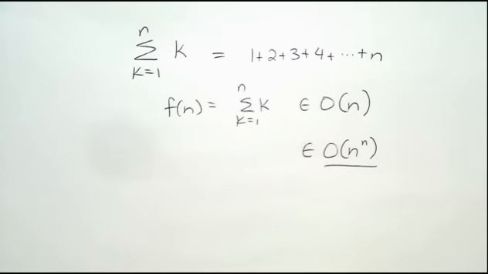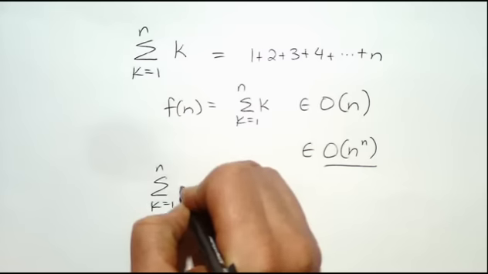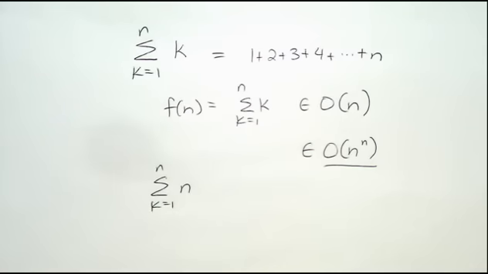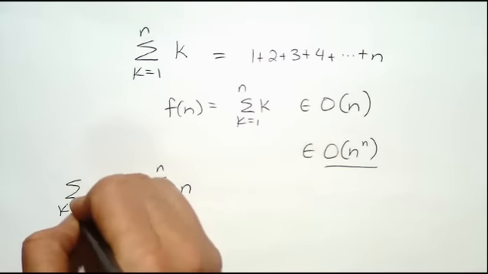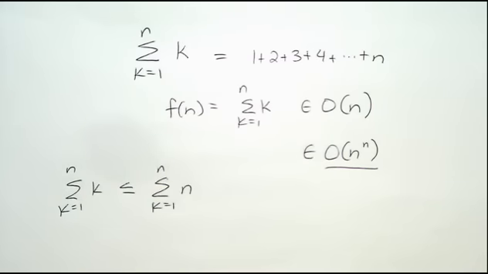Okay, so let's see about this. If I have the largest term is n, now our procedure says every time we have a sum, we want to replace all the terms in the sum with the largest one, right? So all the terms in this sum, if I replace them all with n, that would look like this, right? So I already know that this summation is less than or equal to that one, just because every single term is bigger than the original terms, right?